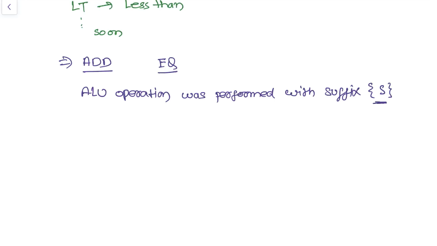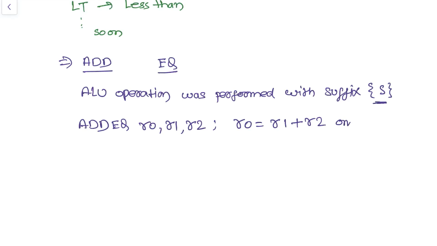Now let's write a conditional instruction here: ADDEQ R0, R1, R2. This will produce the result R0 equals R1 plus R2, only if the Z flag is set.